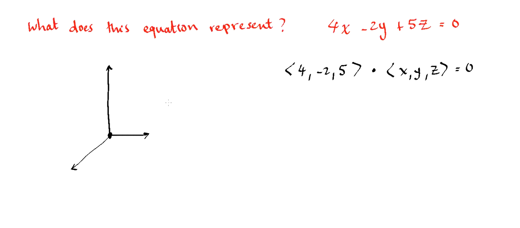Therefore I know that this vector 4, negative 2, 5, which is going to look something like this, is perpendicular to the vector x, y, z. So we're looking for all the vectors that are perpendicular to this vector over here. And these vectors represent a plane. All these vectors are going to constitute a plane. So this equation here is an equation of a plane that has the normal vector 4, negative 2, and 5.